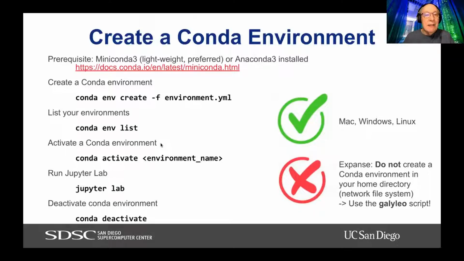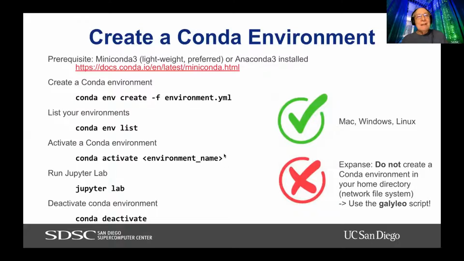And now let's say you want to do some work with a specific environment. You say conda activate and give it the name of the environment. And then you're ready to start your work. Then you would start JupyterLab, do your work. And then when you're finished, you say conda deactivate to deactivate the environment. Now this all works fine on a Mac, Windows, Linux, as long as you run on your own small machine or desktop or little server, that works fine.